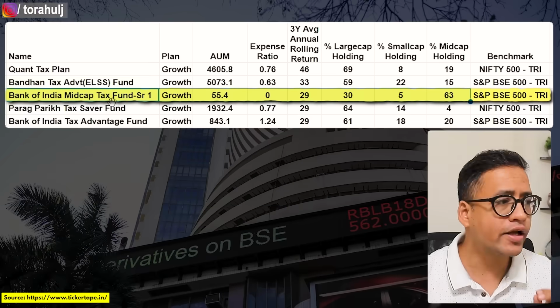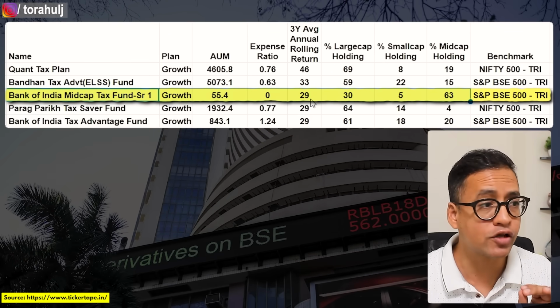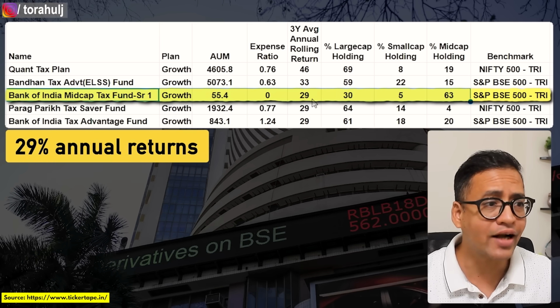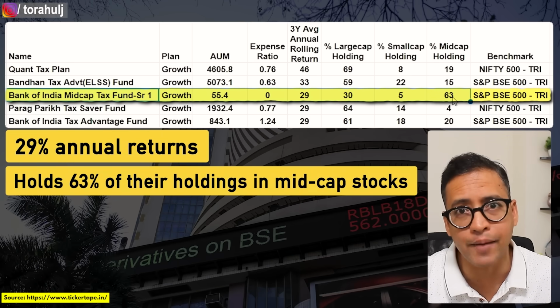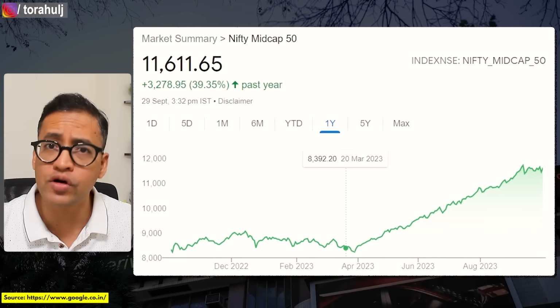I'm not at all saying that we need to hop from one mutual fund to another mutual fund every single quarter or month, but we must take into account overall macro environment as well as market movement. And to drive this point home, let me come back to Bank of India Mid Cap Tax Fund, and what you will see that in the last 3 years, this fund has managed to give impressive 29% annual returns. But do you know that this fund right now holds 63% of their holdings in mid-cap stocks? And as all of us may know that mid-cap stocks have been in bull run in the last 1 year.